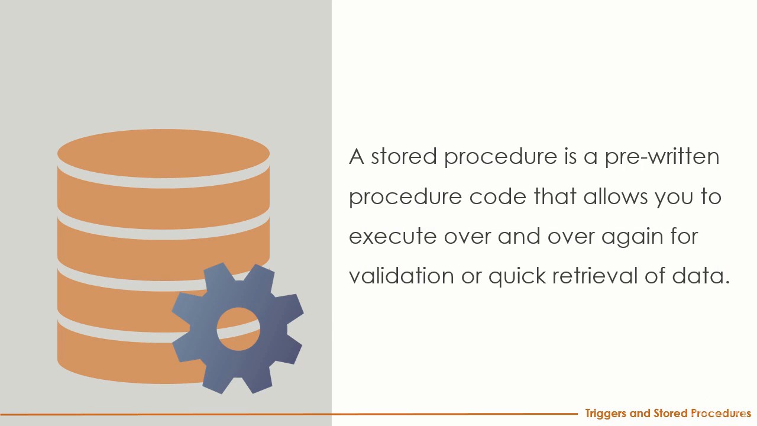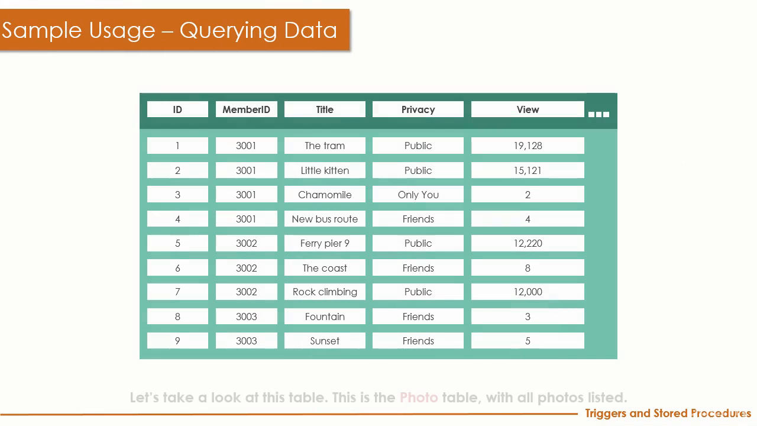Then we move on to talk about the stored procedure. As its name suggests, a stored procedure is pre-written procedure code that allows you to execute it over and over again. It is very useful for validation or quick retrieval of data. Here I talk about quick retrieval. I will show you an example where we get some data with a calculation. Then you can do it at the database level rather than at the application level. Let's take a look at our example.